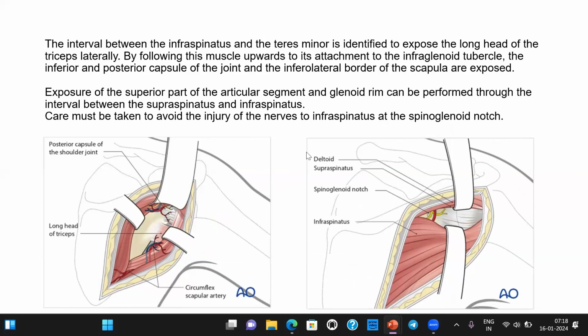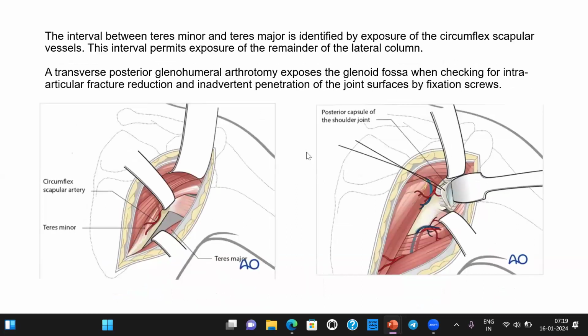And if at all we want to expose the joint and the articular segment, exposure of the superior part of the articular segment and glenoid rim can be performed through the interval between supraspinatus and infraspinatus. Care should be taken not to injure the nerves to infraspinatus. The interval between teres minor and teres major is identified by exposure of the circumflex scapular vessels. This interval permits exposure of the remainder of the lateral column. Seen in the first figure are the circumflex scapular artery and the interval.